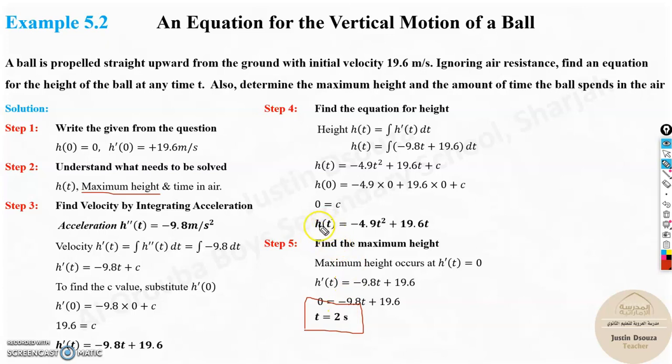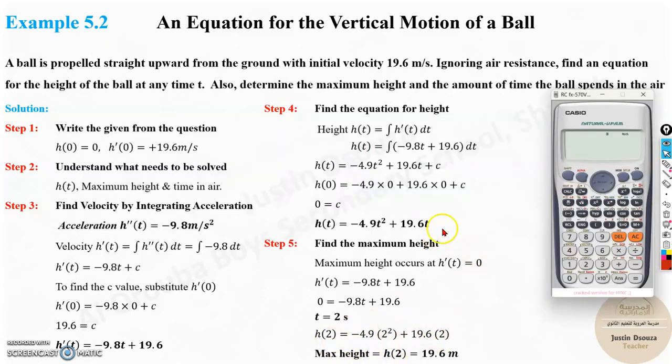So now what you have to do is substitute t as 2 everywhere in the height equation, and that is your maximum height. See, all you need to do is substitute 2 over here. H of 2 will be minus 4.9 times 2 squared plus 19.6 times 2. This is the answer for the maximum height. If you put this in the calculator, minus 4.9 multiplied by 2 squared plus 19.6 into 2, the answer is 19.6 meters. So this is the maximum height.